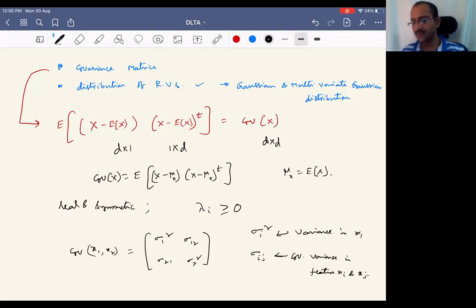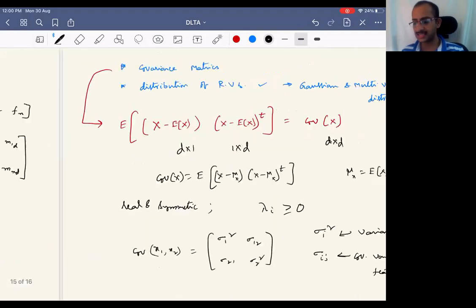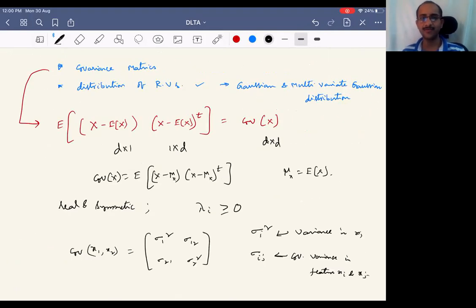We may not be using this extensively, but it may be needed at some point. But these derivatives, the matrix-vector derivatives, we will use extensively. Fine. Any questions?